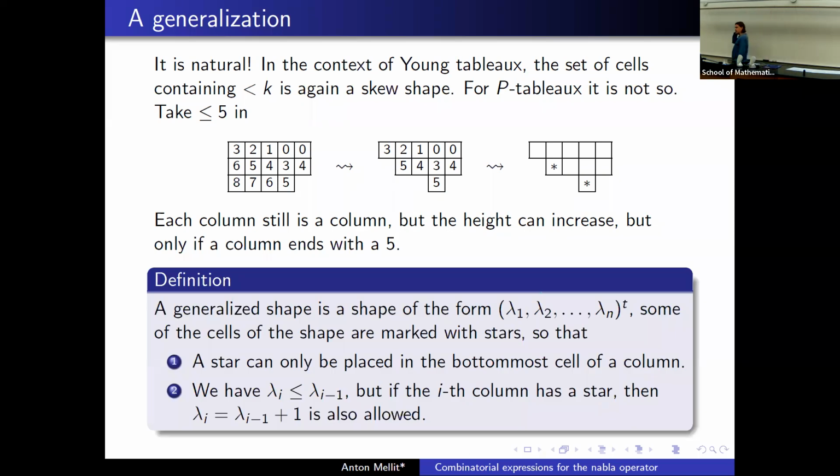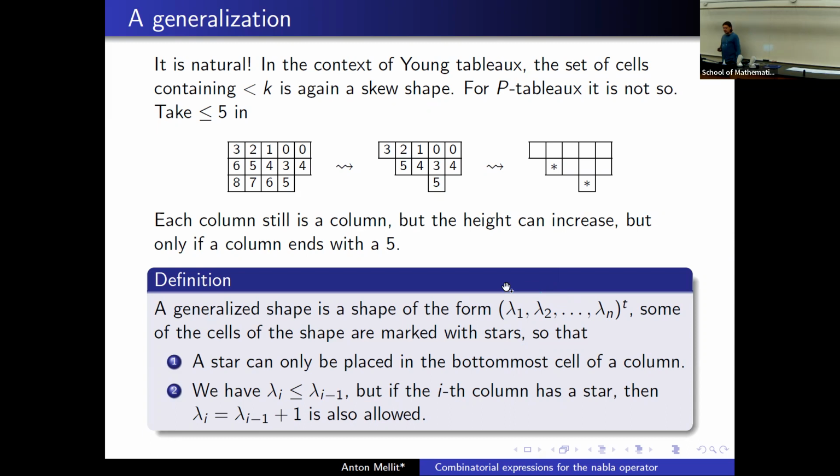So what we will get is called a generalized shape. A generalized shape is a shape of the following form. Here I use the transposition, meaning that I have several bars, but the bars are vertical. So I have bars of sizes lambda 1, lambda 2, and so on, lambda n. In this example, the lambdas are 1, 2, 2, 3, 2. And some cells of the shape will be marked with stars. The star is that 5 that we had. It was special.